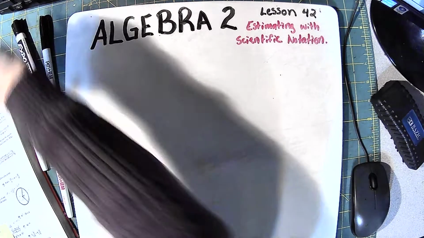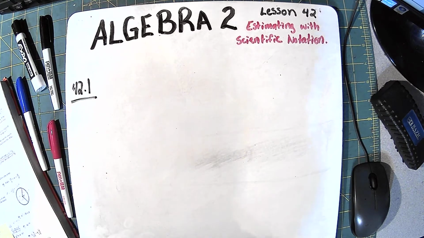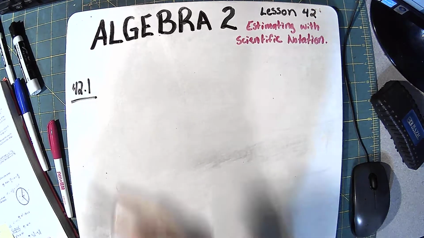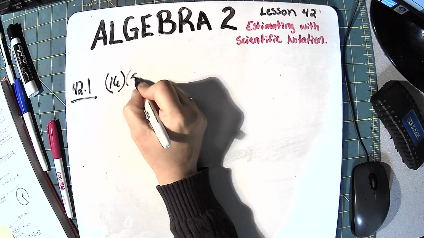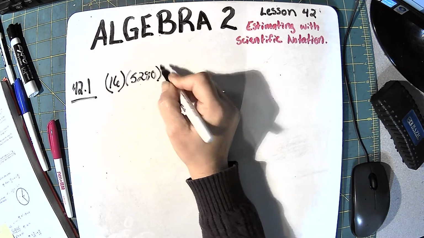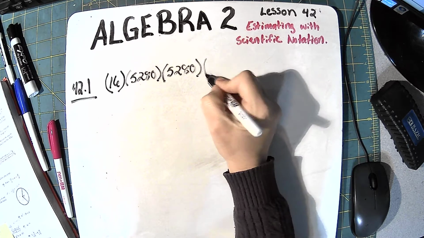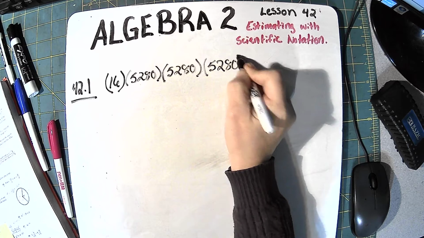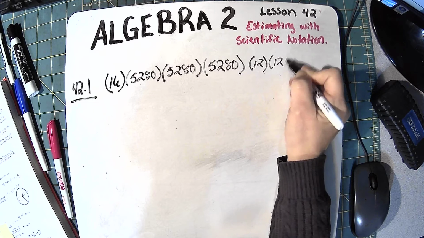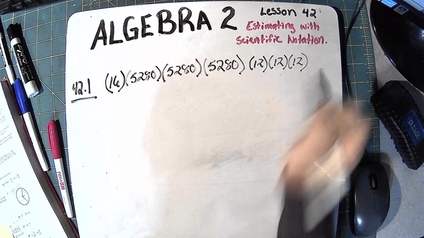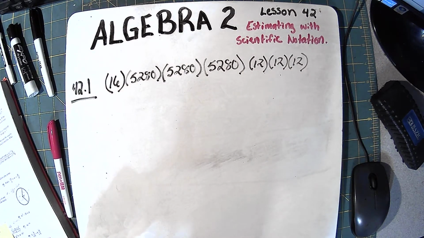All right, so 42.1 asks us to estimate this product. They have 16 times 5,280 times 5,280 times 5,280 times 12 times 12 times 12. This looks familiar from our last lesson. And they want us to use scientific notation to estimate this.